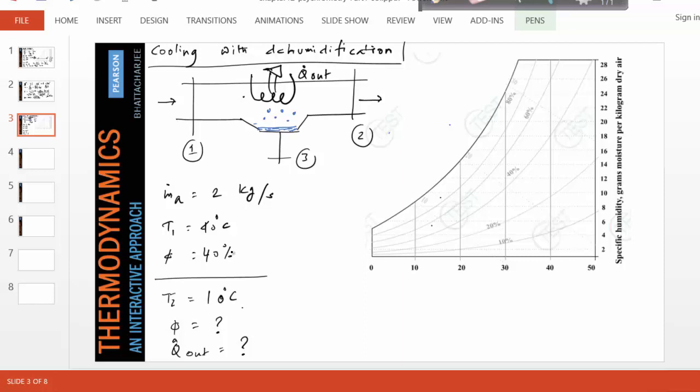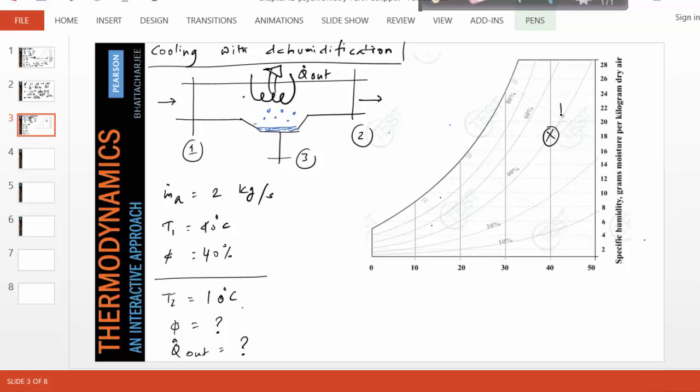The first question is, what is phi? And second is, what is the rate of heat out? What is the rate of heat transfer? Okay, first let's plot this on the psychrometric chart. So obviously state 1, which is at 40 degrees Celsius and 40%, will somewhat look like here. In fact, it's the 40 line right here. This is our state 1.